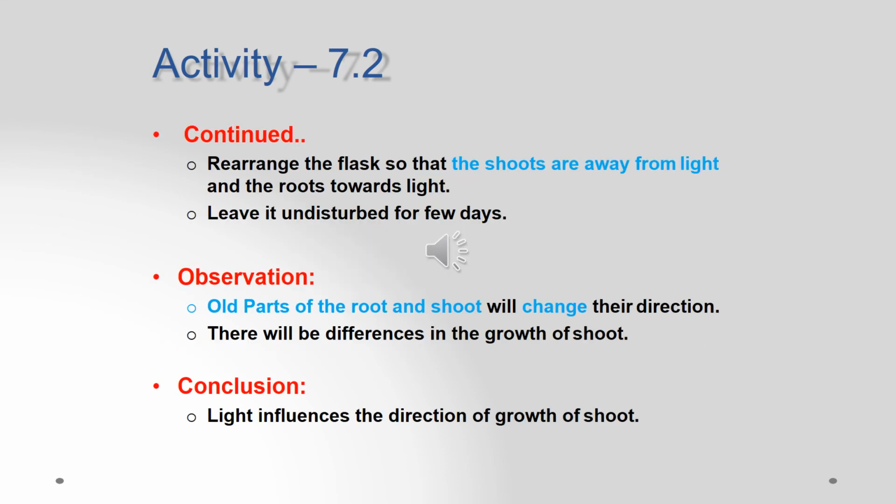Rearrange the flask so that the shoots are away from the light and roots are towards the light. Leave it undisturbed for few days. Again, if you want to check, you do it other ways, right? Observation, old parts of the root and shoot will change their direction. They will again change. Shoot will go towards the light and roots will grow away from the light towards the gravity. There will be differences in the growth of shoot. Conclusion, light influences the direction of growth of shoot. That means here light will influence. It is phototropism, response to the light. That's why it is showing.